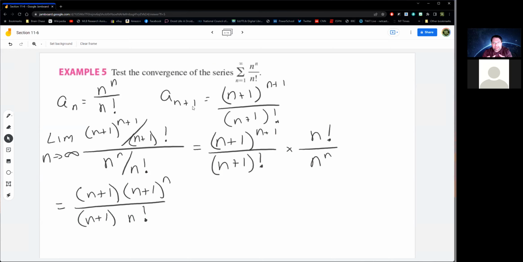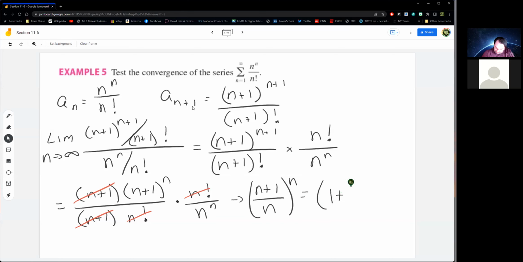Because again, when we're trying to take the ratio, we're literally trying to simplify this down and get rid of as much stuff as possible. So now I have n factorial over n to the n, and I can cancel some stuff out. I can cancel the n plus 1s out, and I can cancel the n factorials out. So I'm left with the n plus 1 over n to the nth power. So it's 1 plus 1 over n to the nth power.